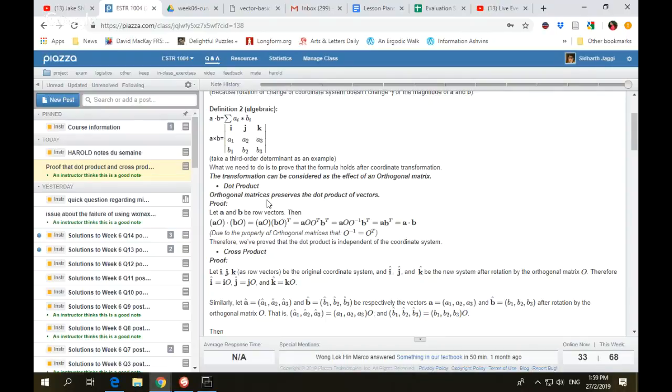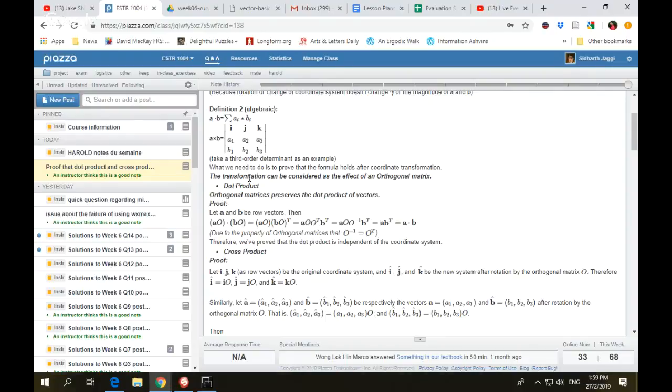Okay. All right. Now let's get to the last part. One of the last parts is that the cross product is invariant under coordinate transformations. So in this case, let's do this one a little bit more carefully. Here we have I, J, K. Again, these are the unit directions: x-axis unit vector, y-axis unit vector, z-axis unit vector, row vectors in the original coordinate system. And after rotation, let's call the unit vector in the new x direction I hat, the new y direction j hat and k hat respectively, after rotation by the matrix O.